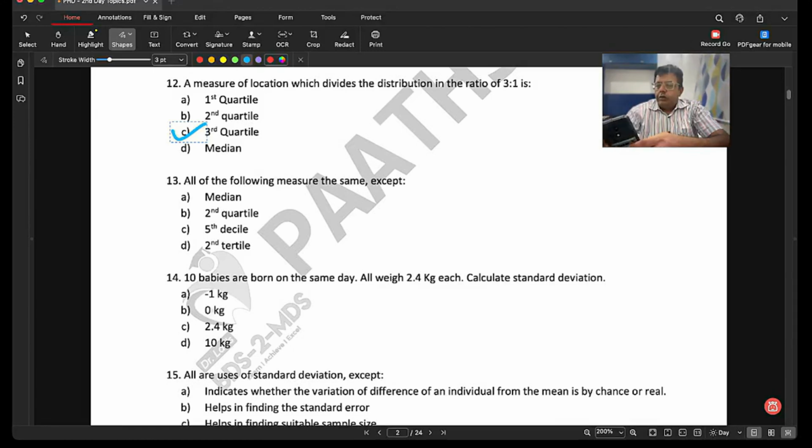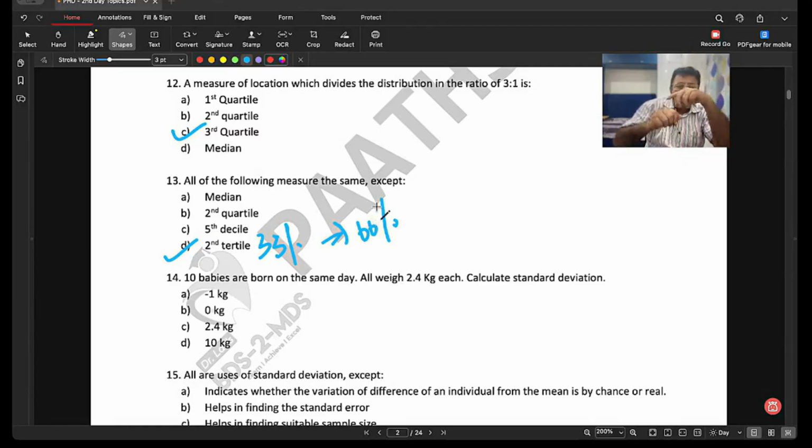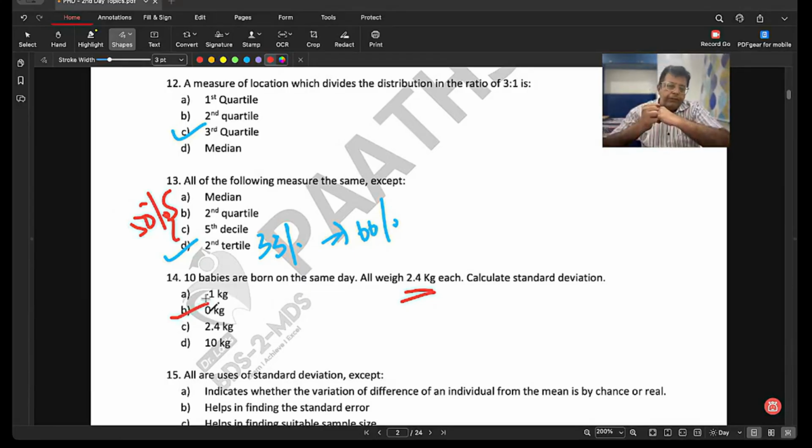Yeah, if you have finished marking 13 and 14. So I'm so happy that all of you have marked correctly. This is D, second tertile. Tertile means 33%. 33% twice. That means it will become 66. Whereas the remaining three, they are all dividing the distribution exactly at 50%. When the 10 babies are born on same day and all of them weigh 2.4 kgs, the SD will be 0.